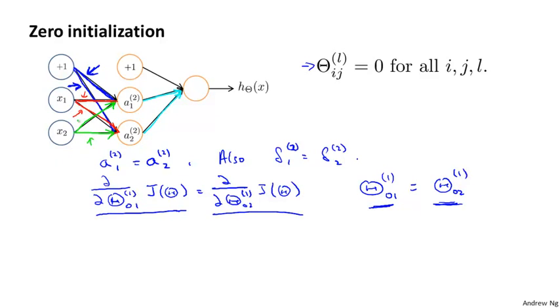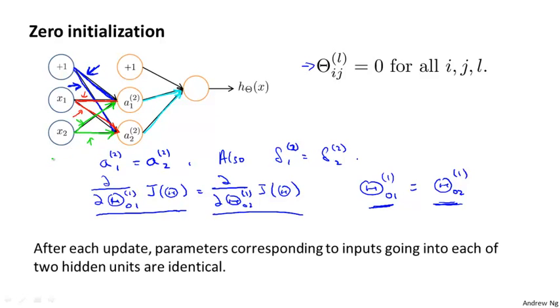And similarly, the two green weights, well, they'll both change values, but they'll both end up the same value as each other. So after each update, the parameters corresponding to the inputs going to each of the two hidden units are identical. That's just saying that the two green weights are still the same, the two red weights are still the same, the two blue weights are still the same.